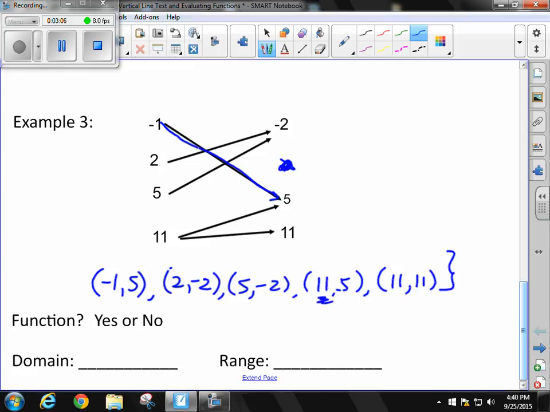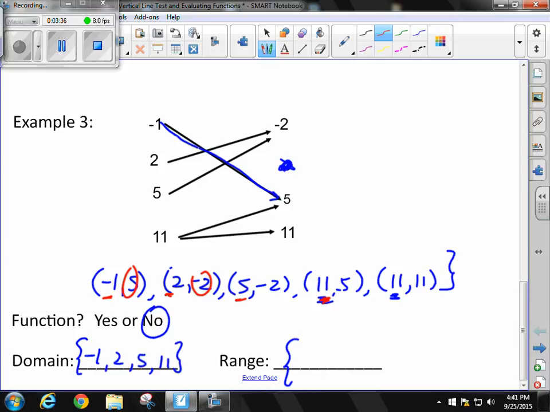So we actually have 11 paired up with two different values, we have an x value used twice, so this one is definitely not a function. The elements of the domain, or the x values, are -1, 2, 5, and 11. And the elements of the range, let's see, 5, -2, -2 is used another time, 5 is used another time. Okay, so the elements of the range are 5, -2, and 11.